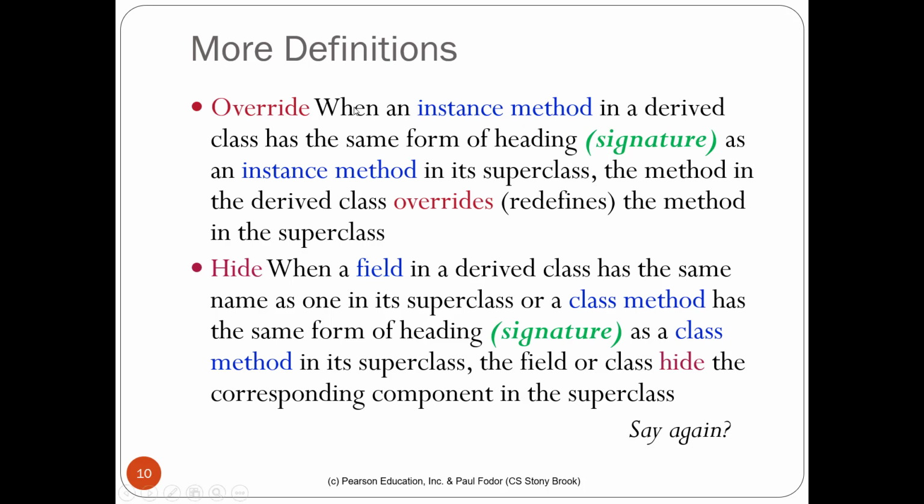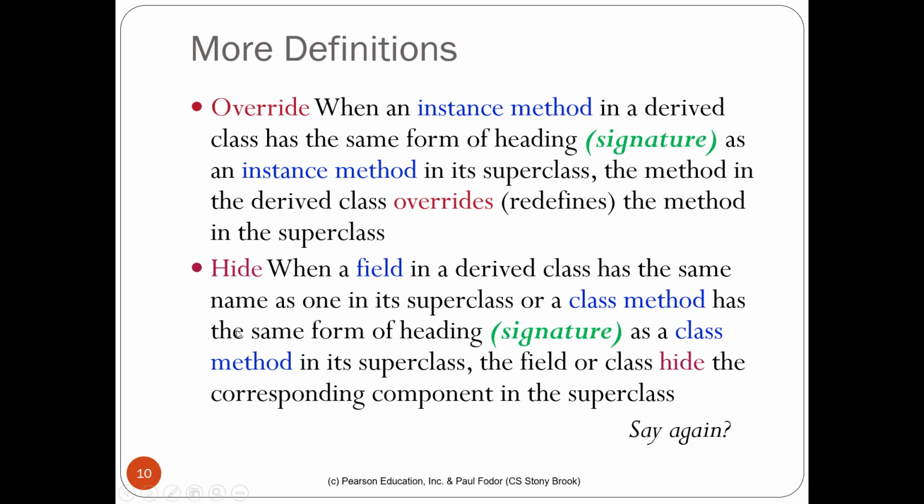Now, when will that happen? When an instance method in a derived class has the same form of heading, that means the signature also, as the instance method in its superclass, then the method in the derived class overrides or redefines the method in its superclass. Okay, good. And how about hiding?